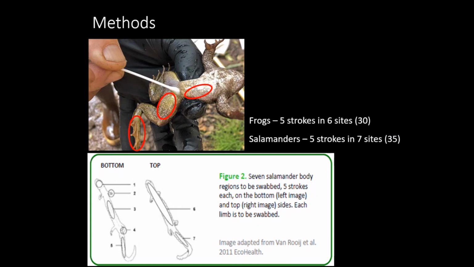So there's a standardized protocol. Again, they provide videos and instruction on this if people haven't done it before. And it's a certain number of swabs taken in a certain way across certain sites. So you're essentially going back and forth either 30 or 35 times, depending on the animal.